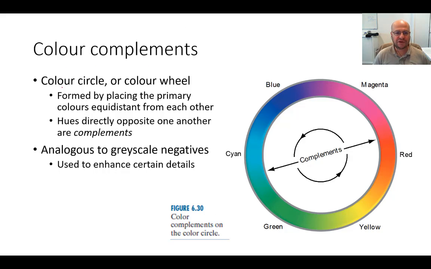Another detail that you have to consider when dealing with color spaces, with color components, is the color circle or color wheel. It's created by placing the primary colors equidistant from each other in a circle, and we call the hues that are directly opposite from one another complements.